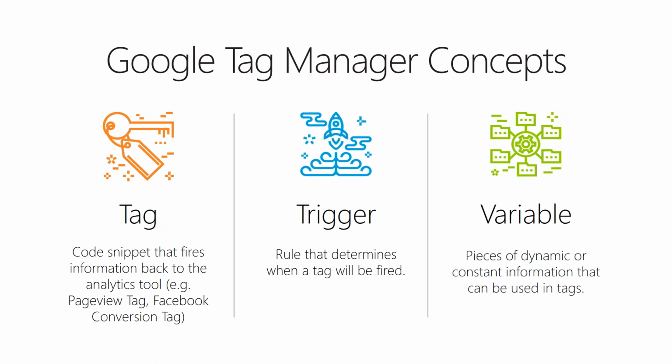Back to our Facebook conversion tag example: it's a snippet of code that's going to send information back to Facebook to say, hey, you had a conversion on this website. Our trigger says that when the Facebook conversion tag occurs, it happens on our confirmation page. And our variable may be the order ID and the total revenue associated with that purchase.